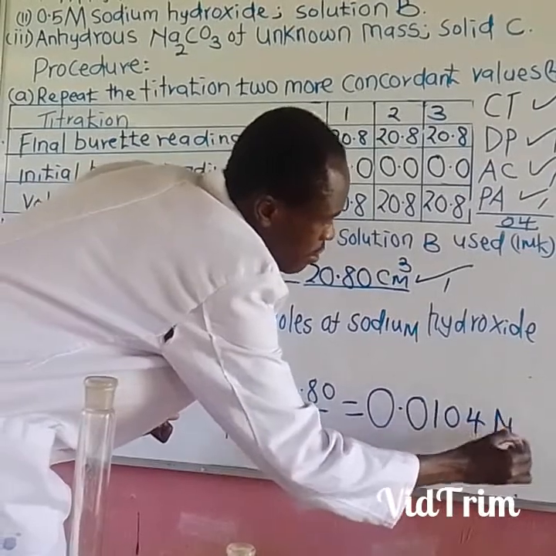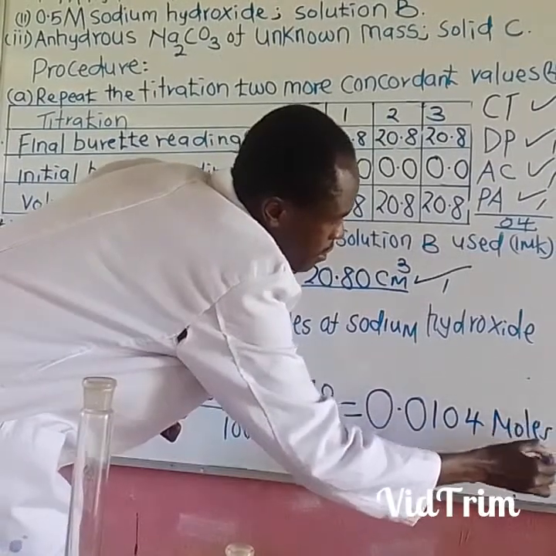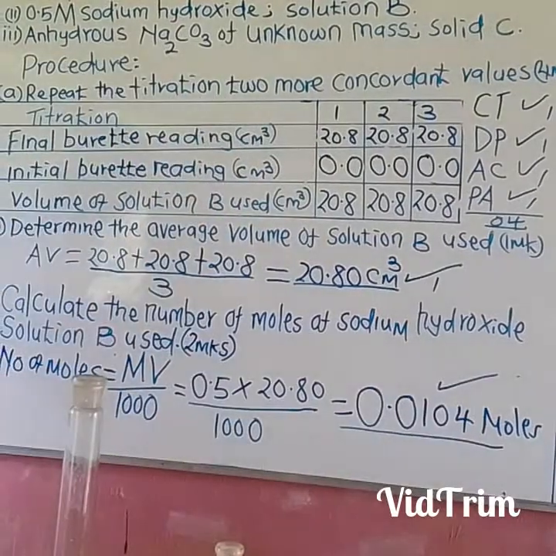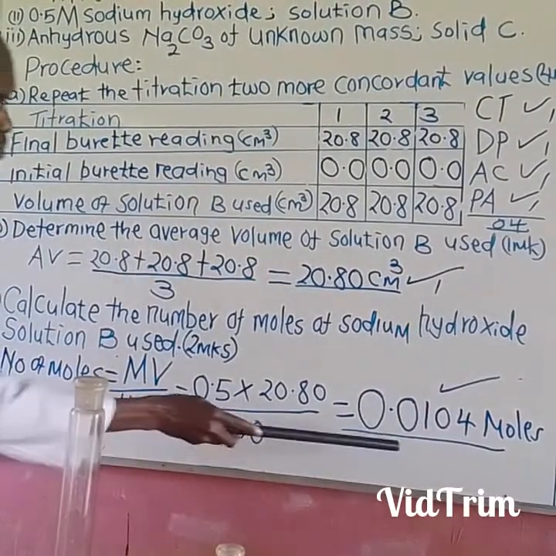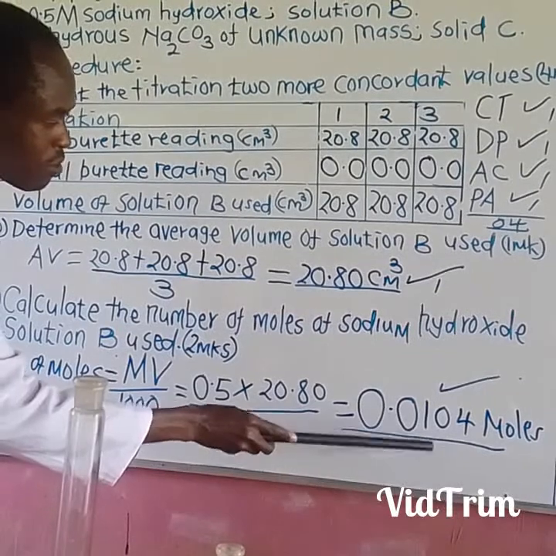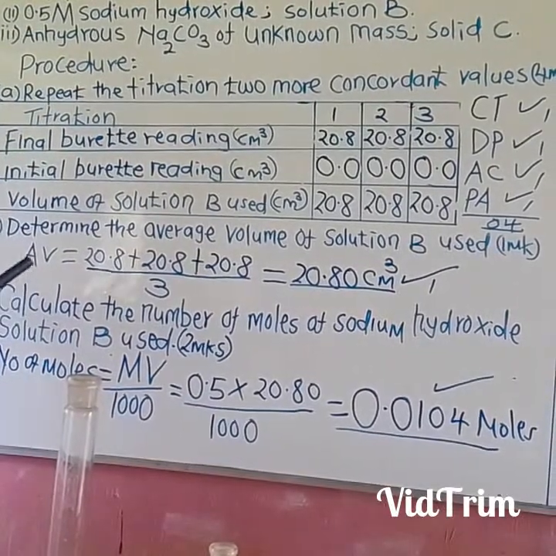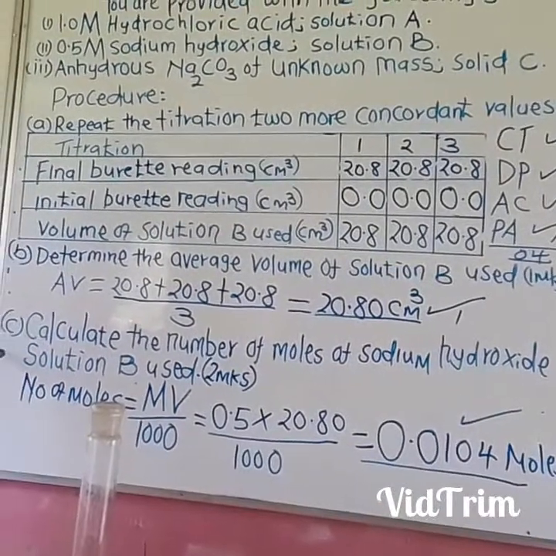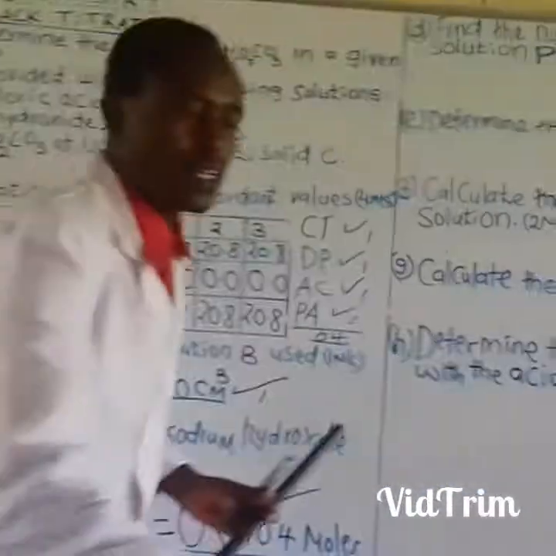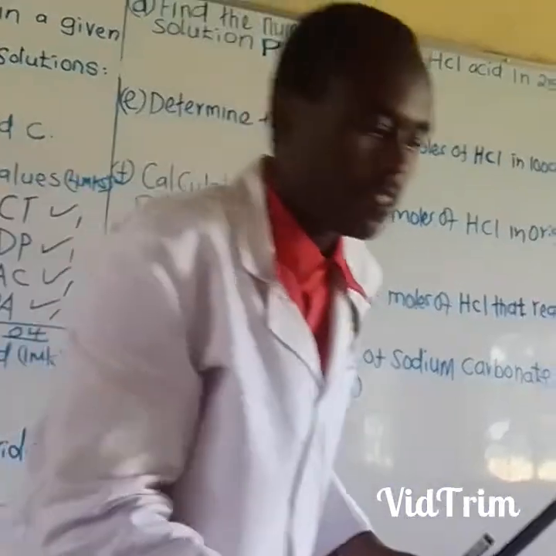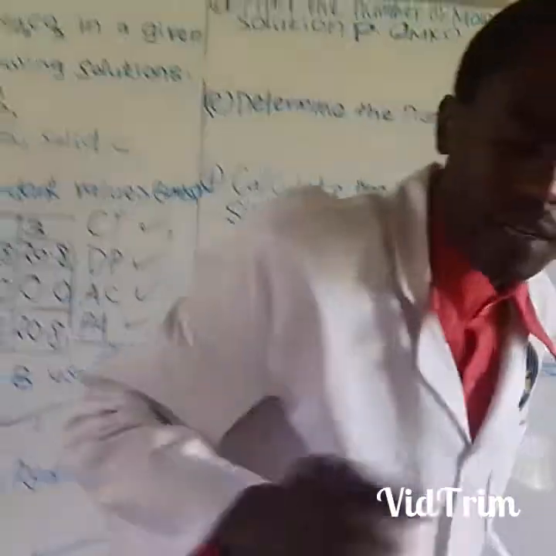So if you calculate it very carefully using a calculator, I can see that is 0.0104 moles. Are you getting it? 0.0104 moles. Is it okay? Then we want to move on to part D of the question. Let me push aside these things so that we have enough space.